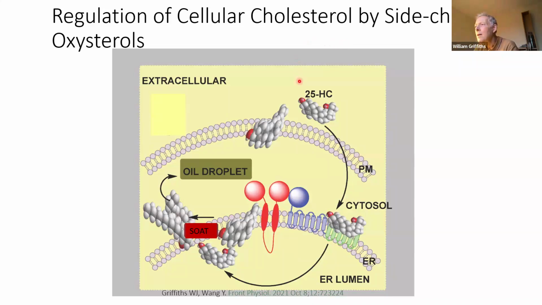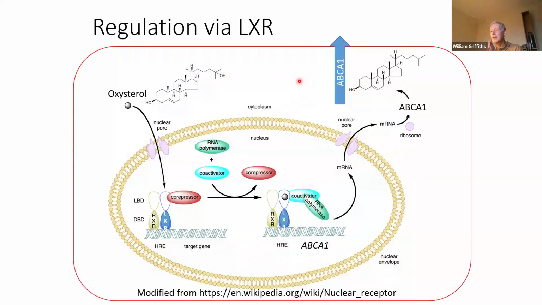What's more, these side chain oxysterols also interact with nuclear receptors, particularly the LXR nuclear receptor, or liver X receptor. So the side chain oxysterols, here illustrated by 25-hydroxycholesterol, will bind to the liver X receptor and activate target gene transcription. One of the target genes is ABCA1, so we get ABCA1 production. Now, ABCA1 is a cholesterol transport protein. ABCA1 will pump cholesterol out of the cell. So the effect of the oxysterol on the cell through LXR, again, is reducing the cholesterol level in the cell.